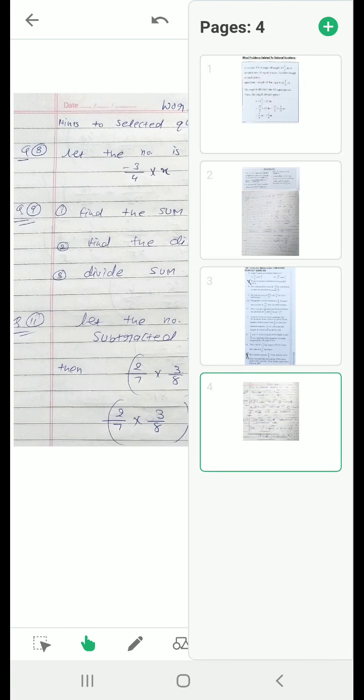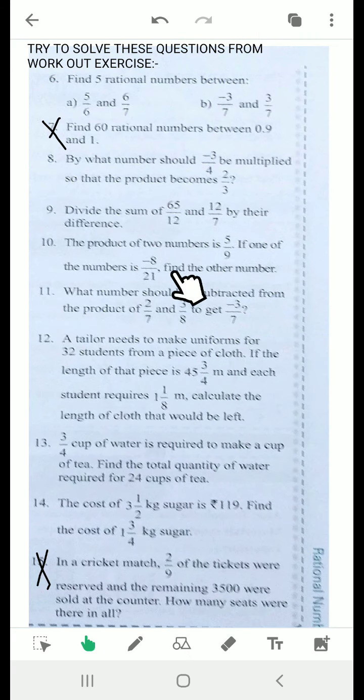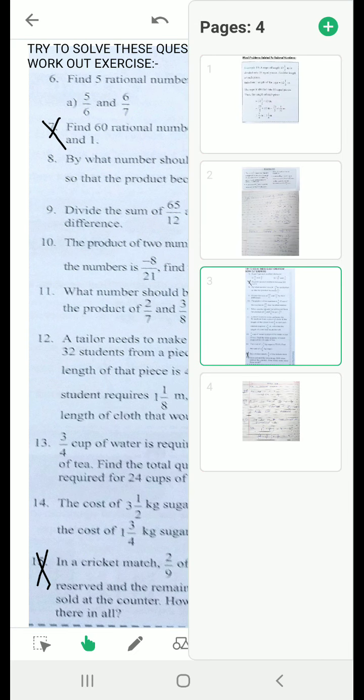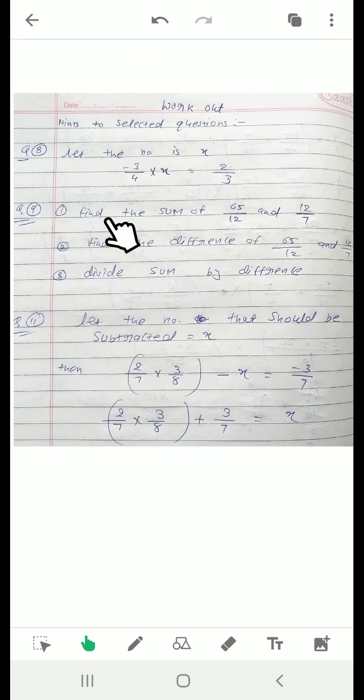Next, I have given the hint for question number 9 also. Divide the sum of 65 upon 12 and 12 upon 7 by their difference. That means the sum of these two rational numbers will be divided by their difference. So first of all we will find the sum of the rational numbers, then find the difference, subtract them, then divide the sum by the difference.